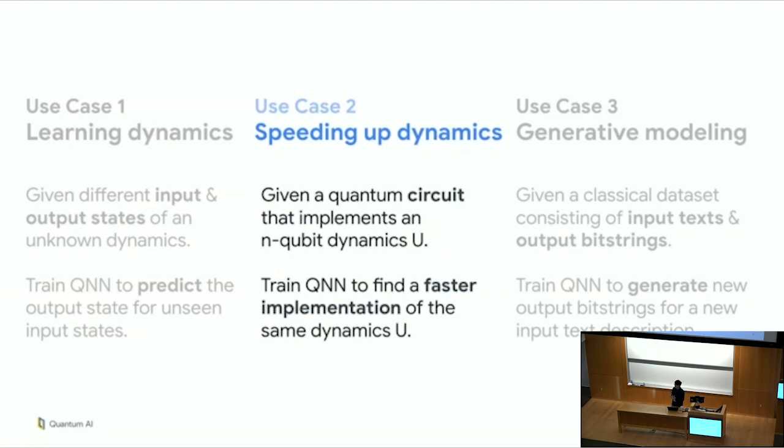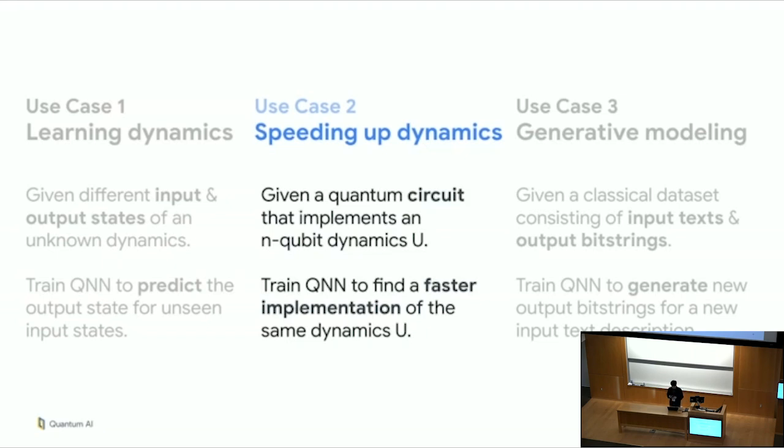However, in general, it might not be clear how one can implement that efficiently. So one idea that the QML community has proposed is to train a quantum neural network to find these faster circuit implementations for us. So for example, if there does exist some fast-forwarding circuit that can really implement a long-time dynamics very efficiently, we hope that the quantum neural network will be able to find such a circuit for us.